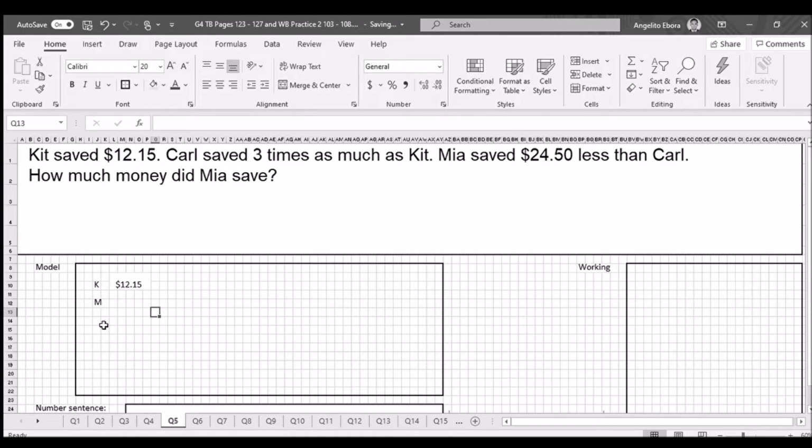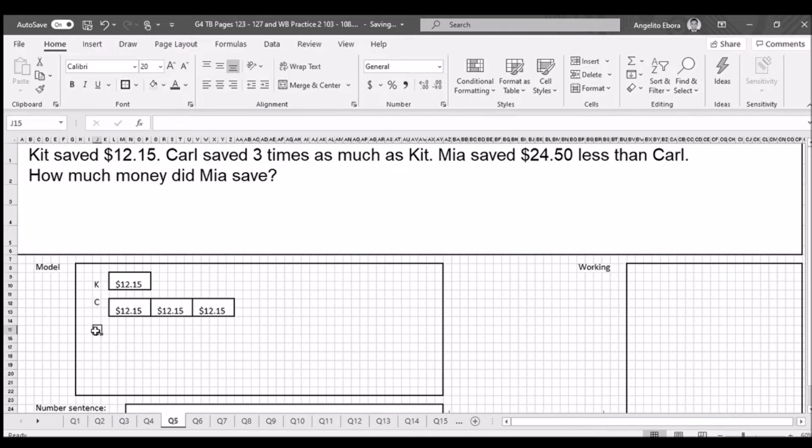Carl saved 3 times. Oh, Carl first. Carl. So C. We'll put C for Carl. It says 3 times. So definitely Carl will have 3 times. So 1, 2, 3. Okay. So Kit has $12.15. Carl saved 3 times as much as Kit. So 1, 2, 3. And then it says Mia saved $24.50 less than Carl.